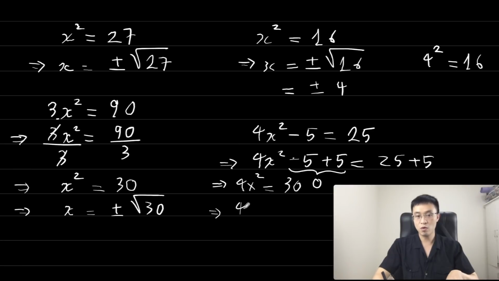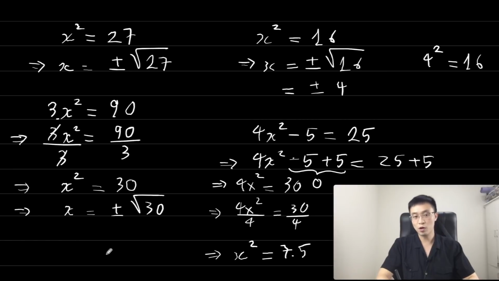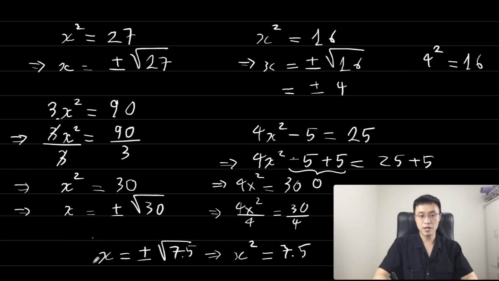And divide both sides by 4. I get x squared equal to 7.5. And the square root property tells me that x will be equal to plus or minus the square root of 7.5. Yes, and it's the same way.